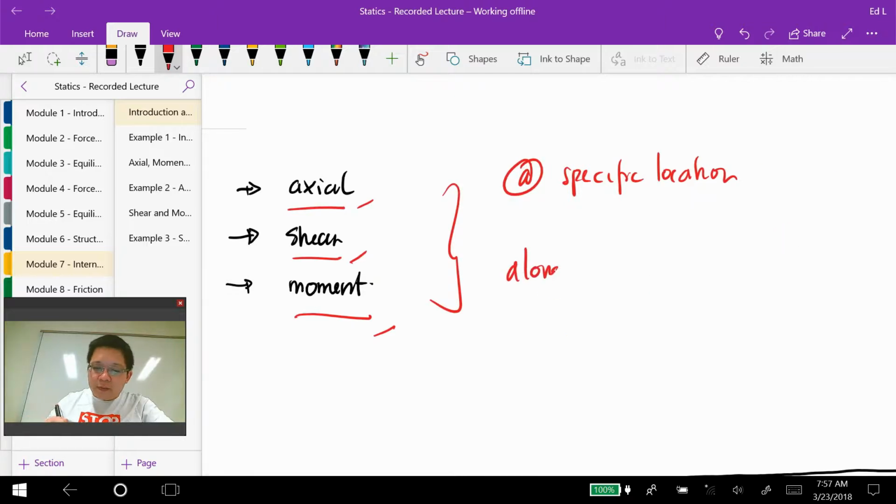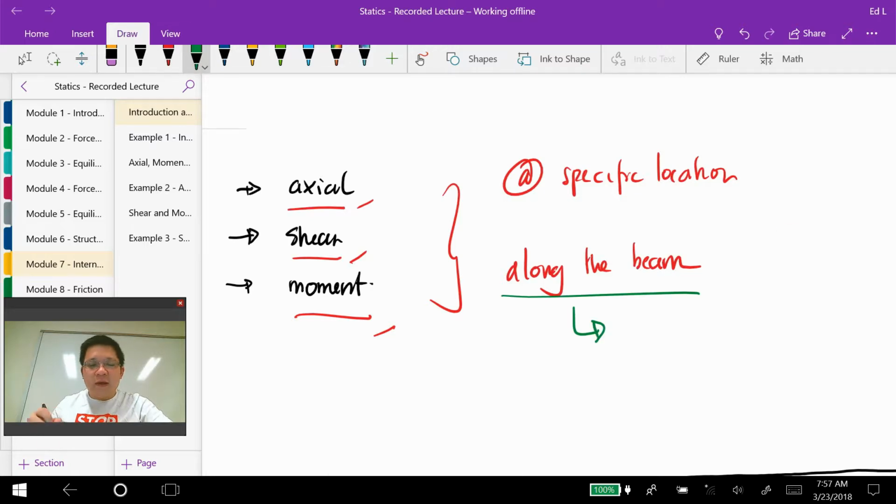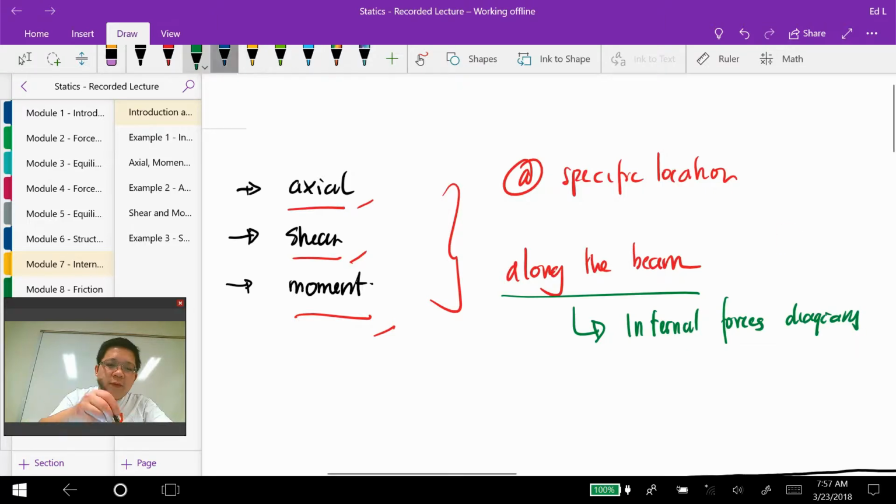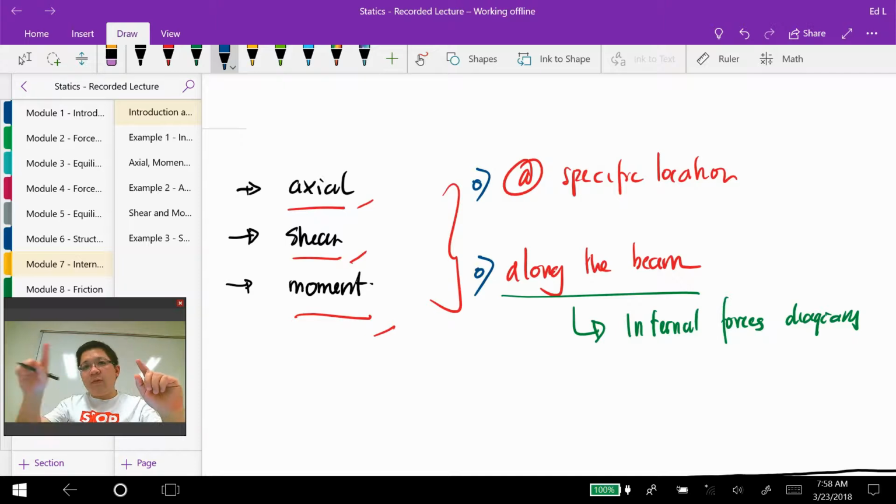For the second purpose, we are going to develop what we call the internal forces diagram. So we have two main purposes in this module. One is to calculate the internal forces at specific locations on the beam, and the second is to calculate the internal forces along the beam, so it has to be continuous. For this purpose we have to develop the internal forces diagrams.